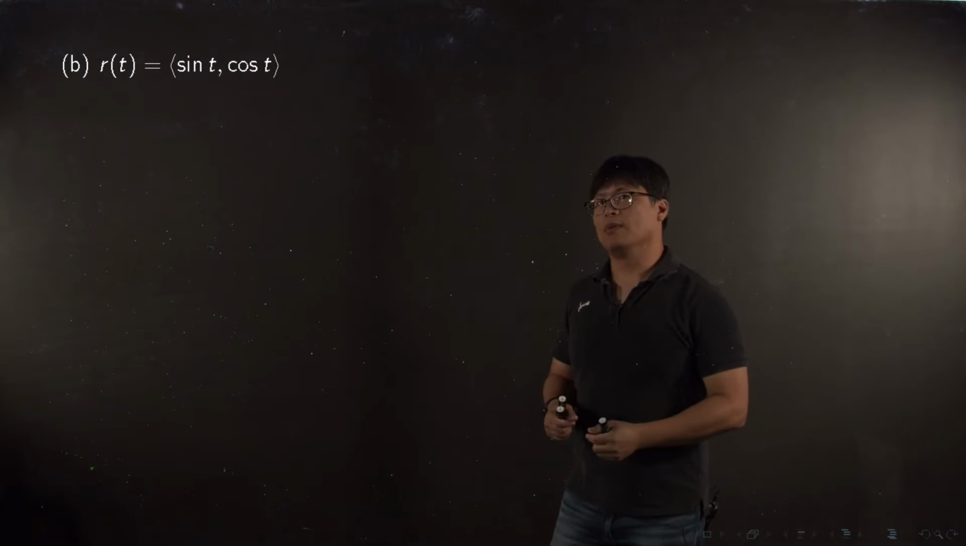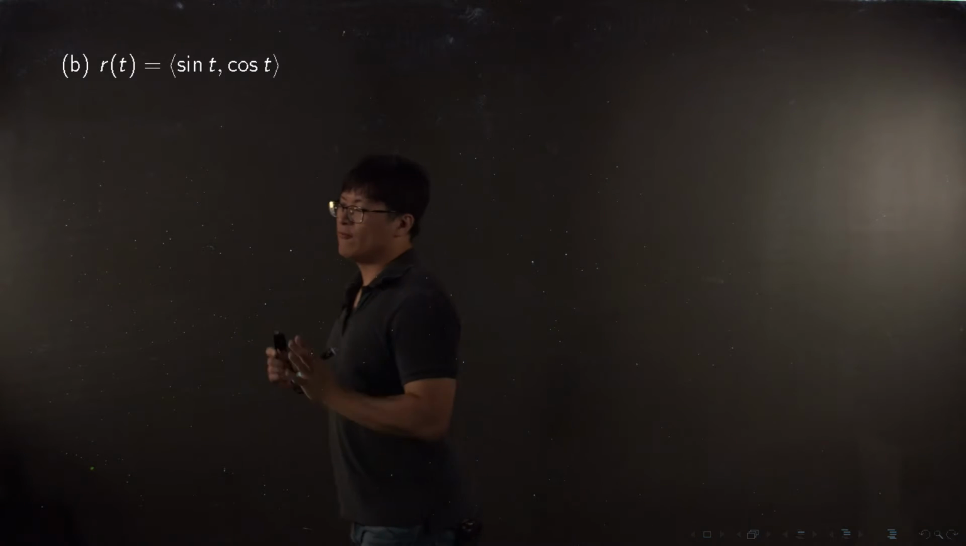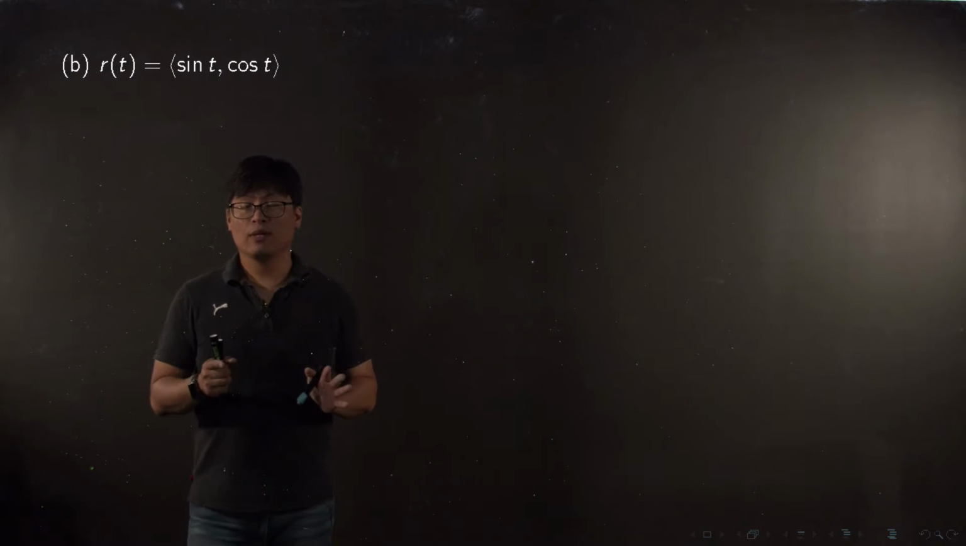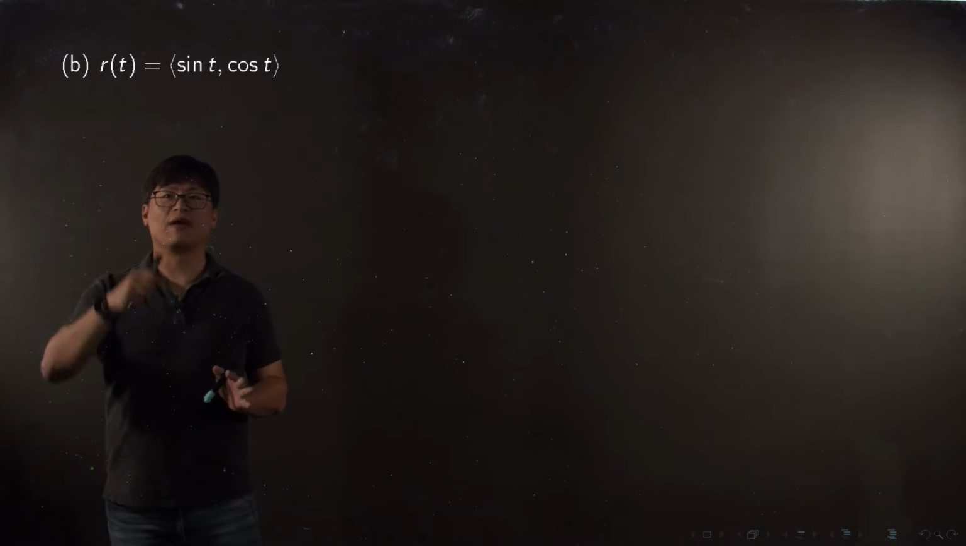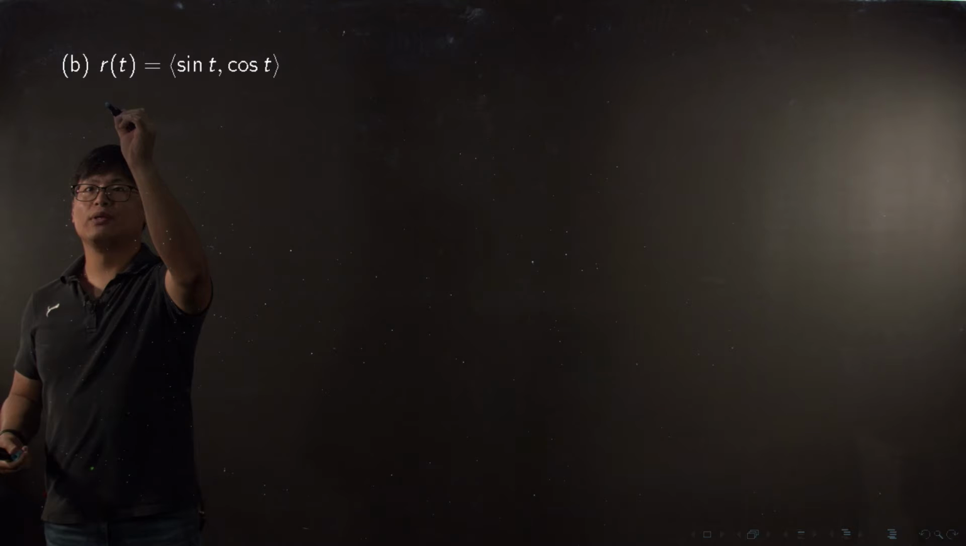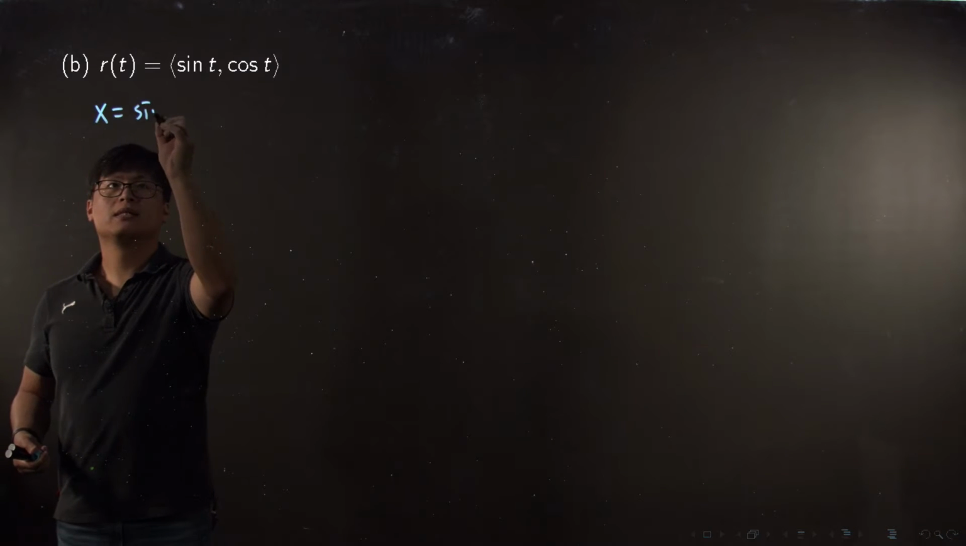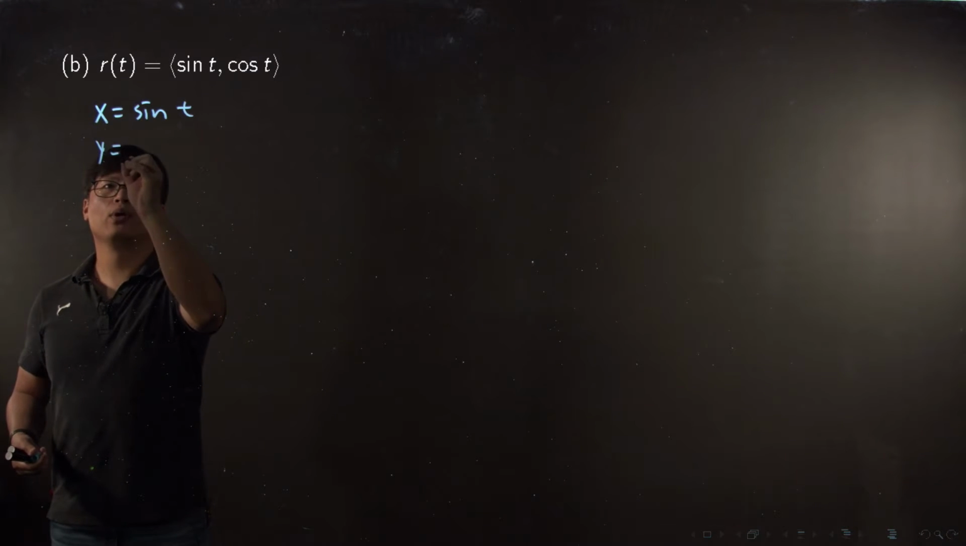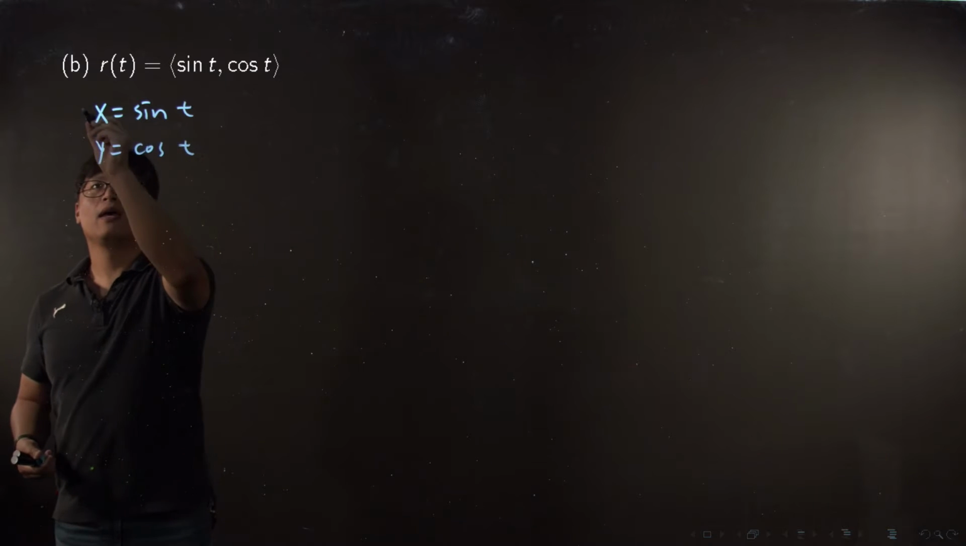Okay, what about this problem? We're going to do the same process. We're going to find the Cartesian form. To do so, I'm going to write this vector function in parametric equation form. My x component is sine t, and y component is cosine t.